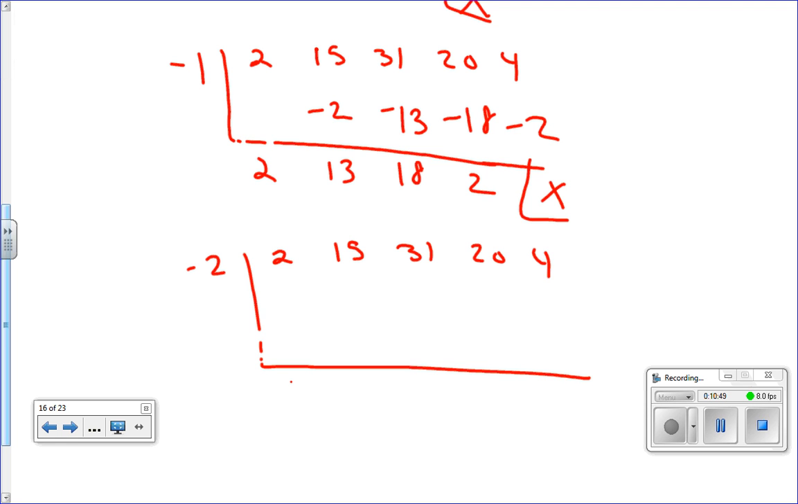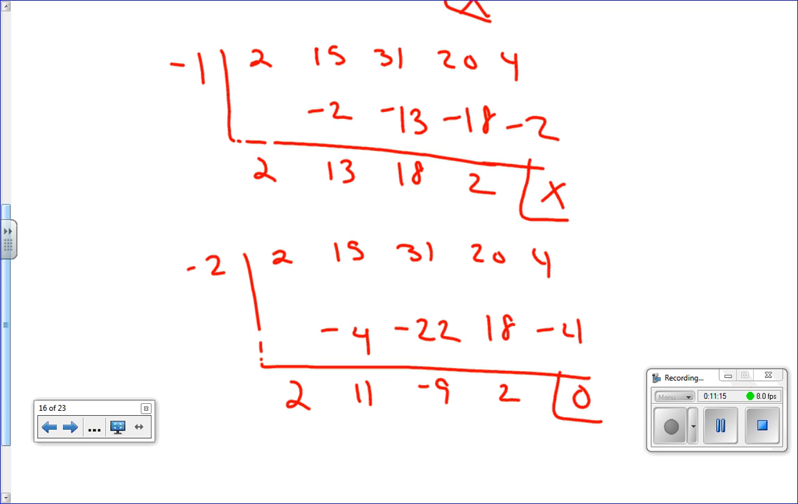All right, so bring down the 2. We get negative 4, that's 11. Negative 22, negative 9. 18 is 2. And look, negative 2 and 2 make a negative 4. And yes, on my third try, I found a 0. And so I still have to find 2 more to get this down to a quadratic.